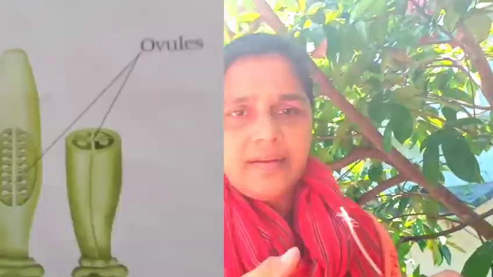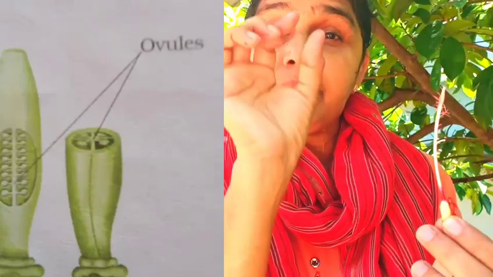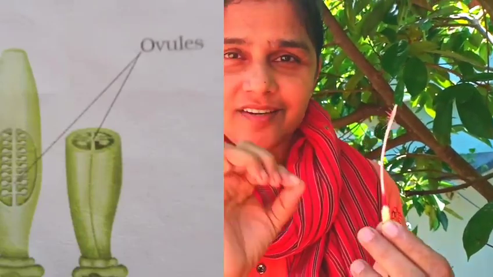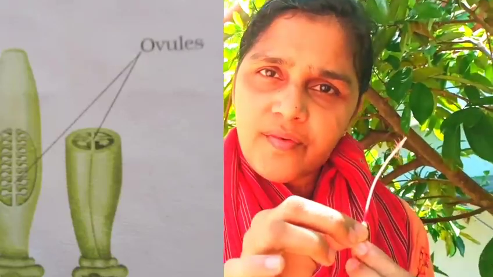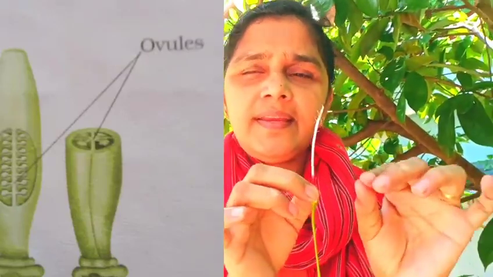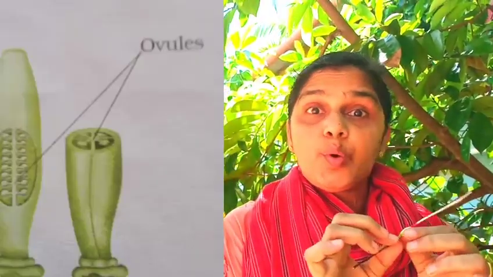ovary. Okay, so if we take a transverse section of the ovary, we can find many small egg-like structures. They are known as ovules. So inside the ovary we can find many egg-like structures. They are known as ovules. These ovules will turn into seeds and the ovary will turn into fruit.